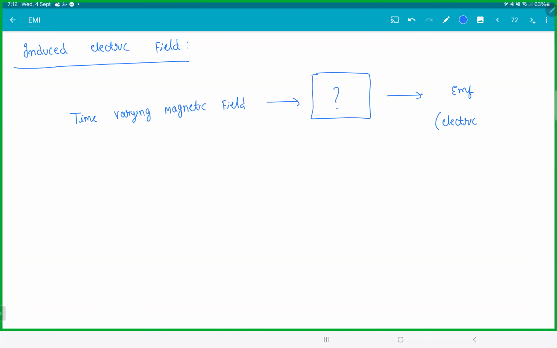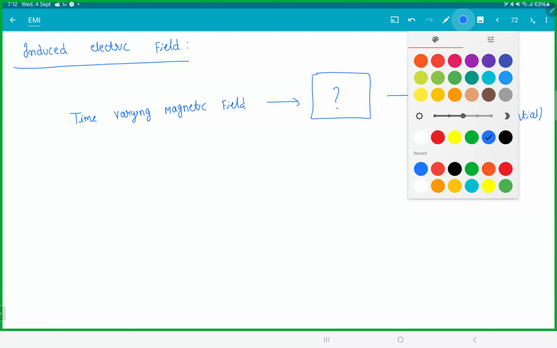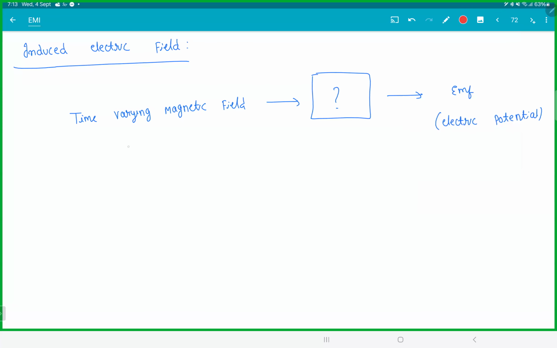So this is electric potential. See, one thing is clear, magnetic field cannot create electric potential. They have no relation. It is like saying gravitation field is creating electric potential. It doesn't make sense. Gravitation field will create gravitational potential. So that means we are missing something in the story.